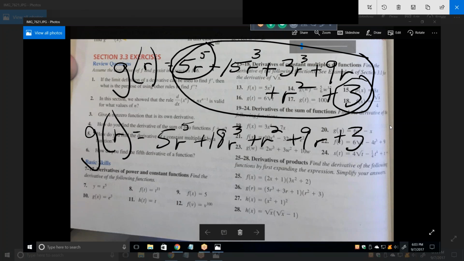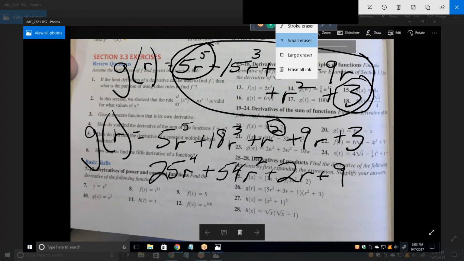What is it? Would it be 25r to the 4th? And then 18r cubed. No. I'm reading the top, sorry. 54r squared. 54? 3 times 18 is 54? Yeah, my bad. Plus 2r plus 9. Start with the exponent, put it in front. Plus 9. Okay. And that's your answer.